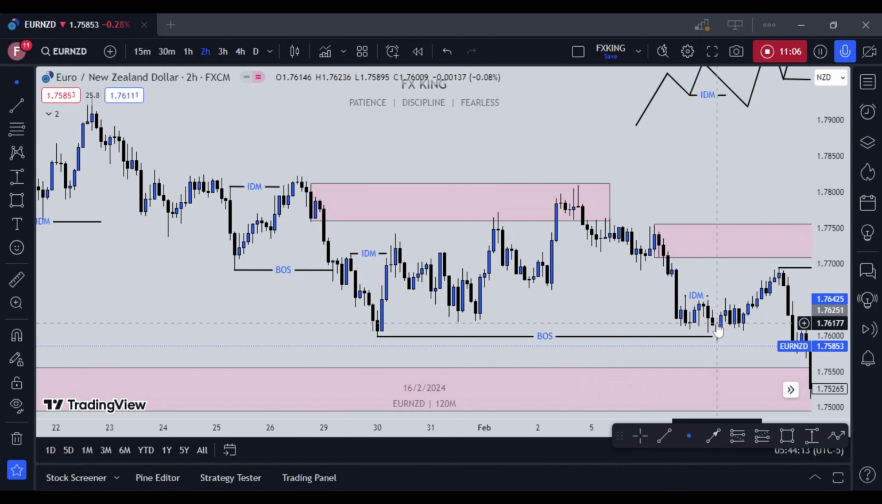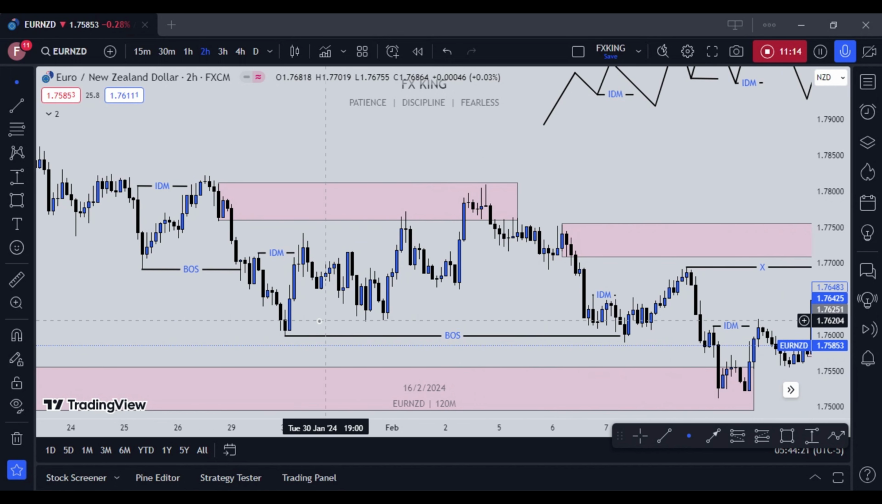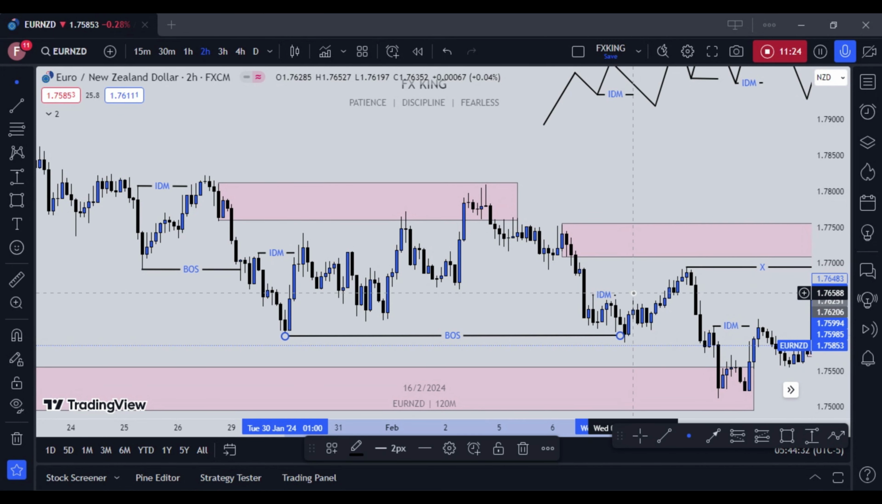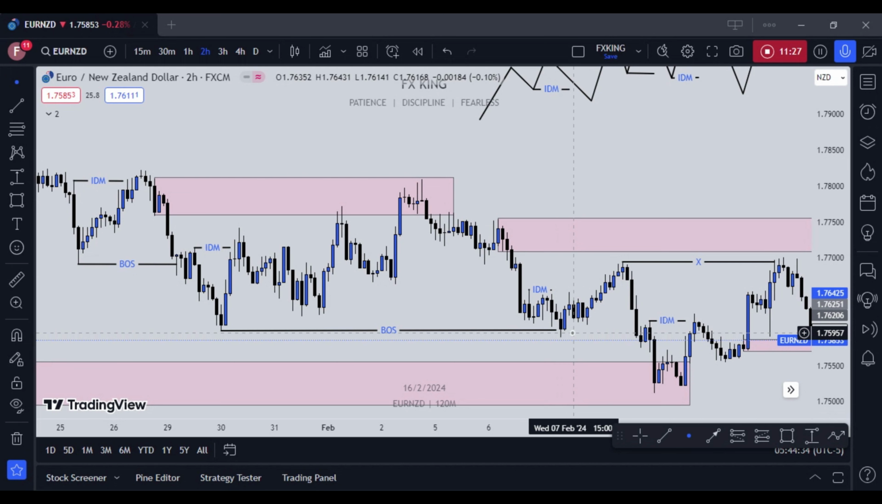Now, this break of structure is valid because price took out our inducement at this level, then price mitigated our order block and dropped. You need to extend here. This is where the break happened. It's not at this wick. These wicks are not counted as break of structure. This is just a liquidity sweep. This break of structure was confirmed when price closed a candle below at this zone.